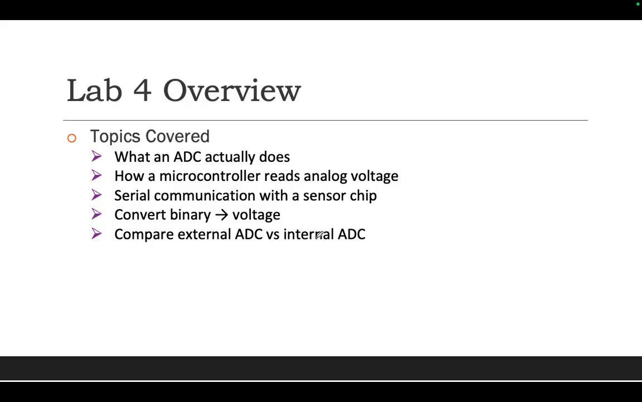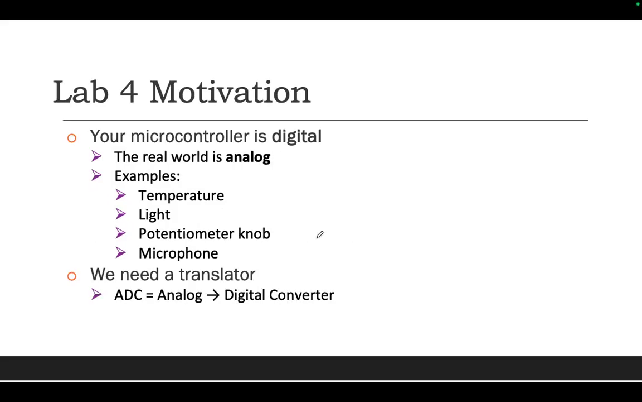Actually, the Pico W provides an ADC directly embedded in the Pico W. Also, we will use an external chip to implement ADC. Okay, this is what lab 4 will cover, and then let's talk about the motivation.